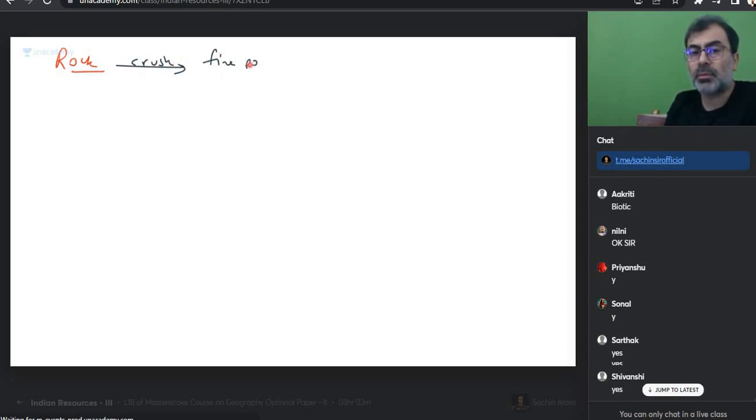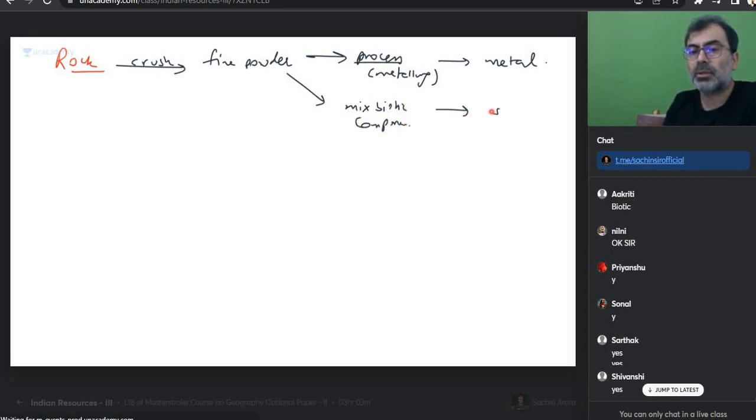I have fine powder. Correct? I process it, say from metallurgy, and I get metal out of it. Or this fine powder I mix with a biotic component and I get soil out of it. Is my understanding correct or wrong?